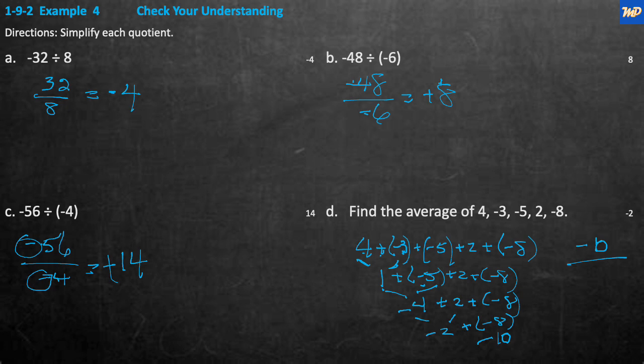Excuse me, let me redo this. Minus 10, there we go, a little better. And there are 5 items, so we're going to divide by 5. Negative 10 divided by 5 is equal to negative 2. These are opposite signs, so a negative divided by a positive is negative. 10 divided by 5 is negative 2. There's your answer, negative 2.